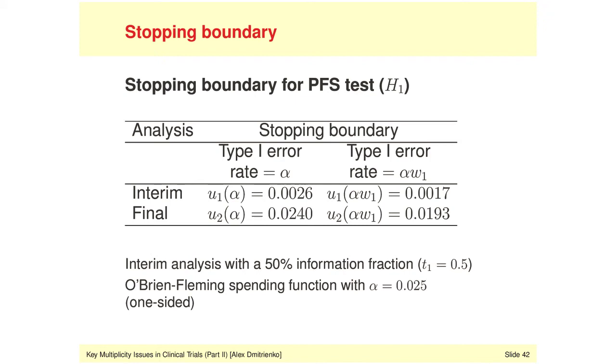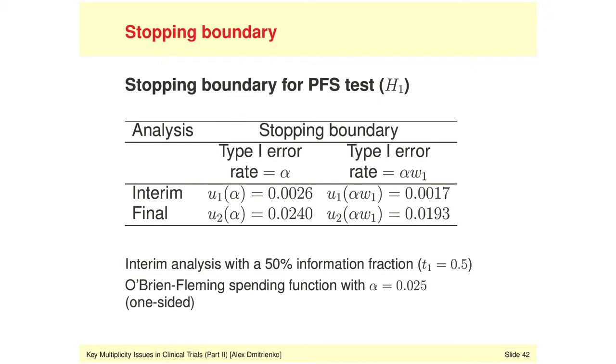When we have to deal with more complex, more flexible testing algorithms that involve alpha propagation, the computation of stopping boundaries gets a bit more complicated, but it's still a fairly straightforward process. This table defines the significance levels, I should say the adjusted significance levels, that should be used at the interim analysis and at the final analysis for the PFS test. That is for testing the null hypothesis H1. We assume here once again the O'Brien-Fleming spending function with the 50% information fraction.